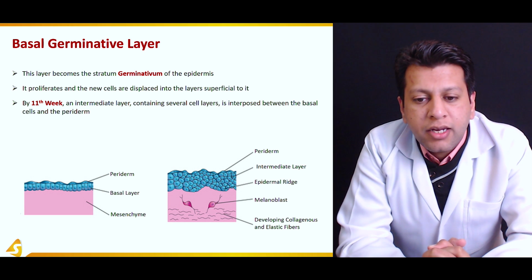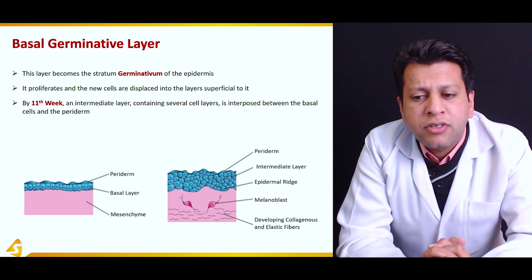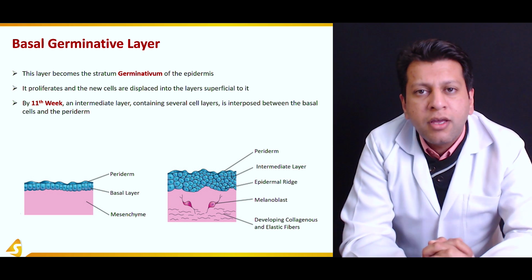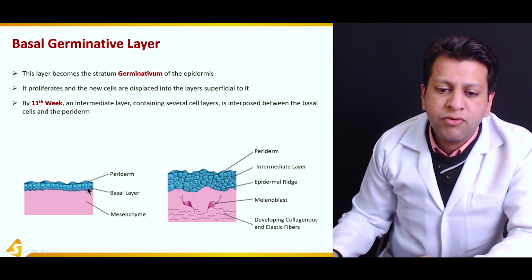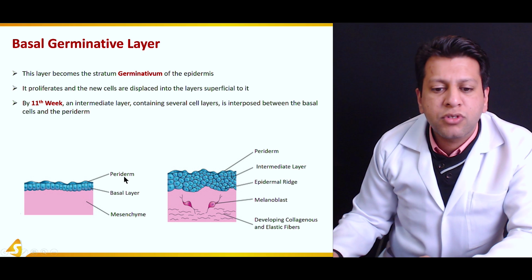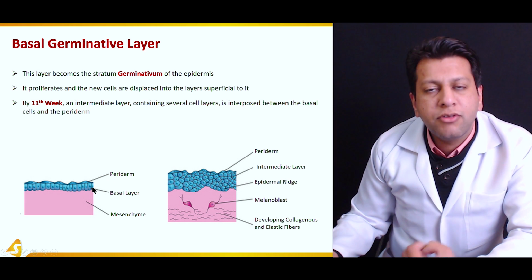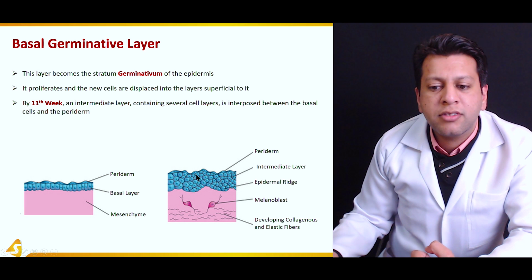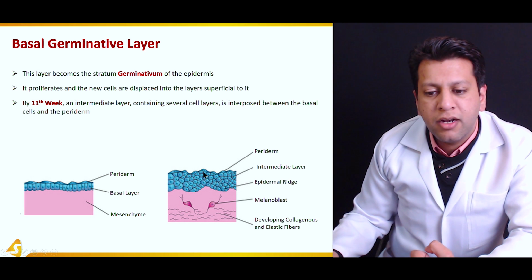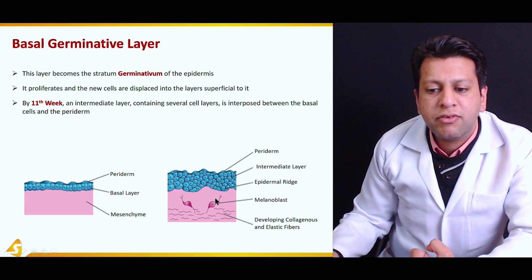By the 11th week, an intermediate layer containing several cell layers is interposed between the basal cells and the periderm. As I told you initially, the ectoderm started dividing. There was a basal layer and the outer layer was the peridermal layer. Gradually, as they are dividing, they're pushing the peridermal layer cells up. So an intermediate layer starts to appear. And this is the time when the melanoblasts have started forming in the dermal epidermal junction.